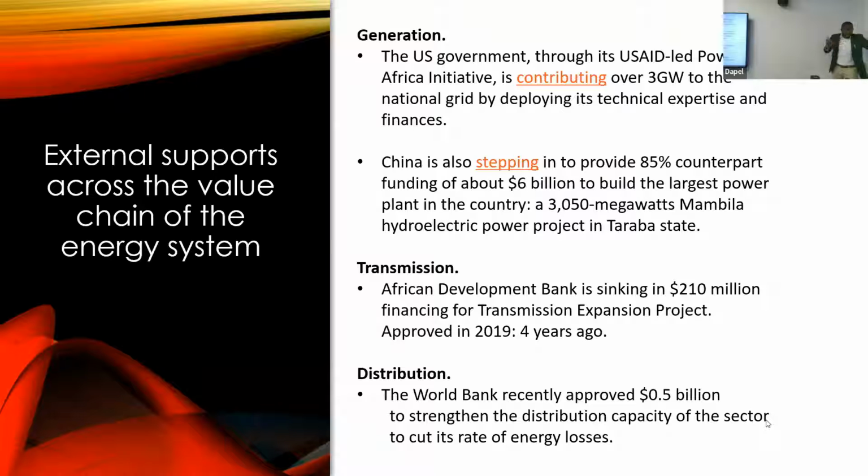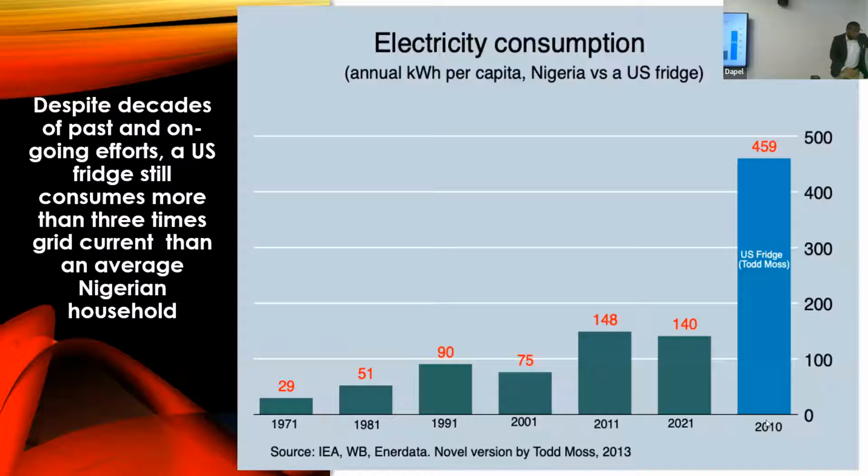But analysis has shown over time that in terms of investing across the value chain, it's less expensive upgrading the transmission segment of it than the other section. So we hope that could deliver relief.